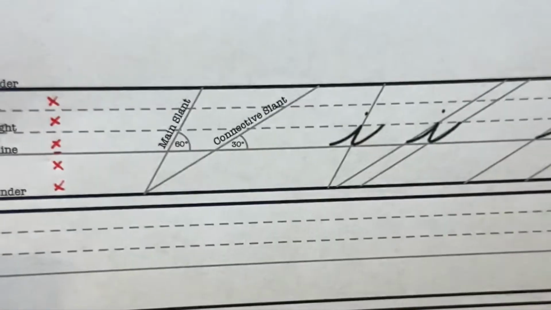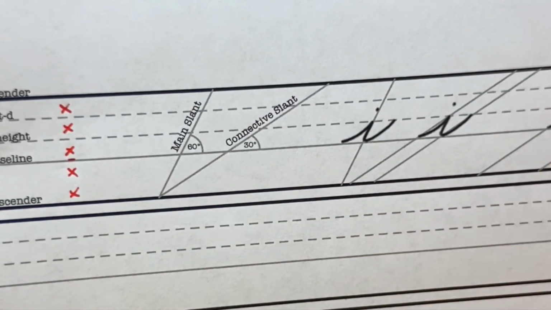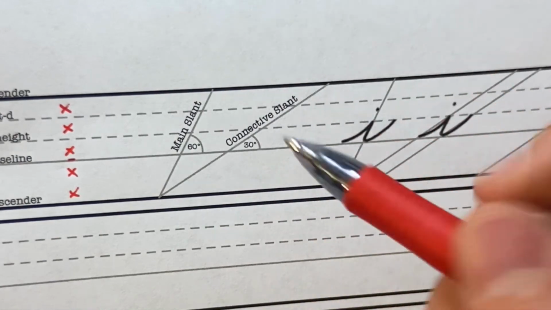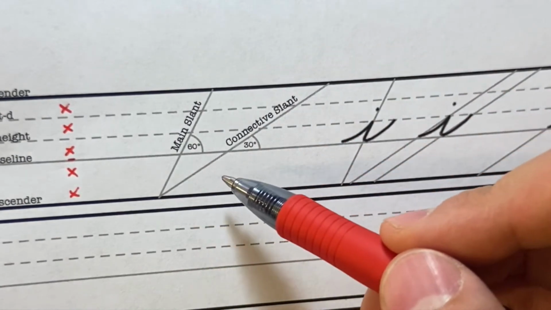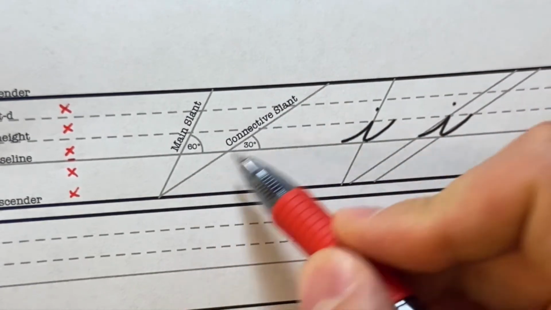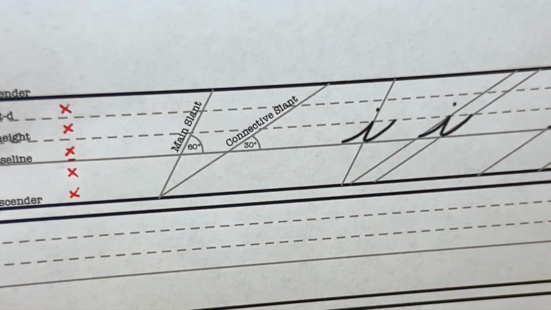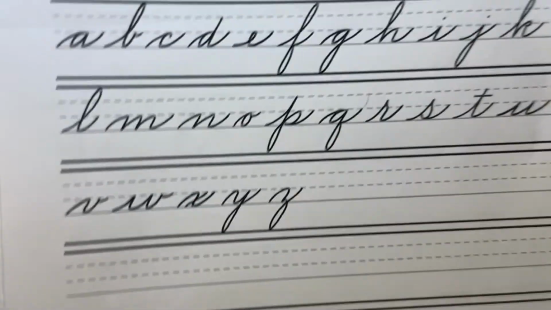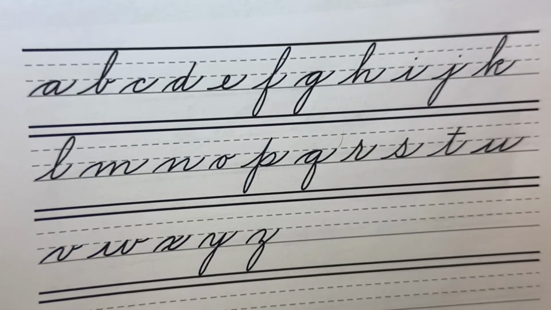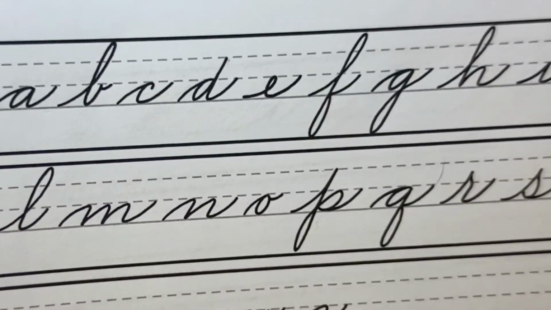All right, let's talk about the slant lines. So that's the next part of this worksheet that I have for you. And we can see we have 2 slant lines on this worksheet. We have our main slant, which is at 60 degrees. And then we have our connective slant, which is at 30 degrees. All right, and the main slant is by far the most important slant line in the script, because every single letter in our cursive script, and I'll just look at the lowercase right now, but it goes for the capitals too, all of these letters are oriented along the main slant, okay?